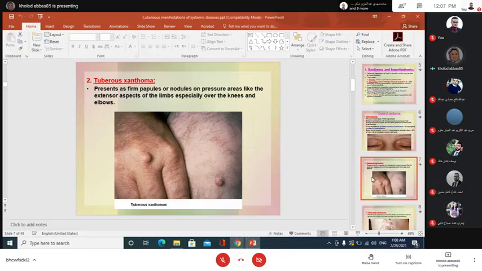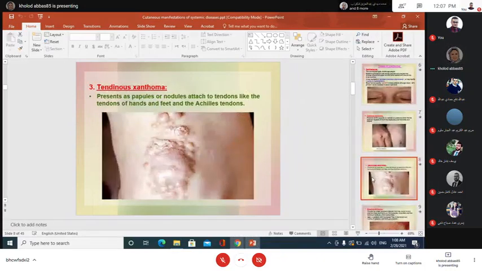Second type is tuberous xanthoma. Third type, tendinous, originates from the tendons. Okay. Also presents as multiple papules or nodules, attached at tendon sites of the hand and feet, for example.